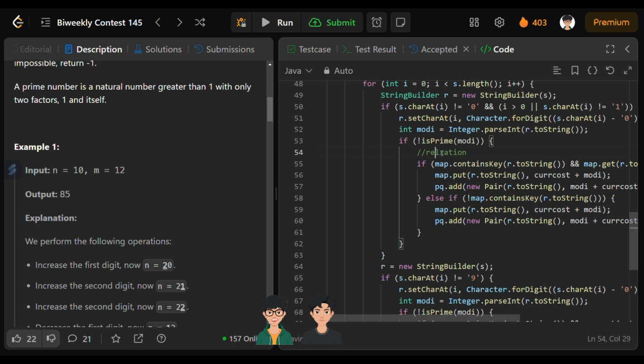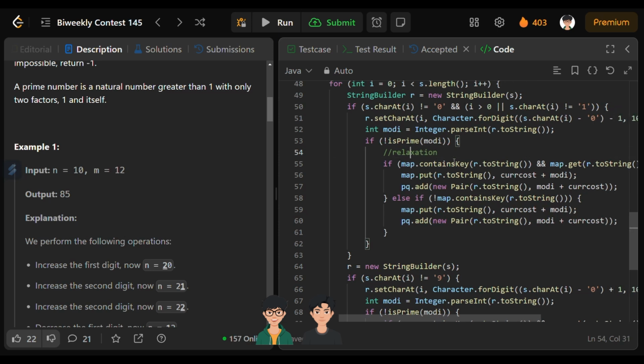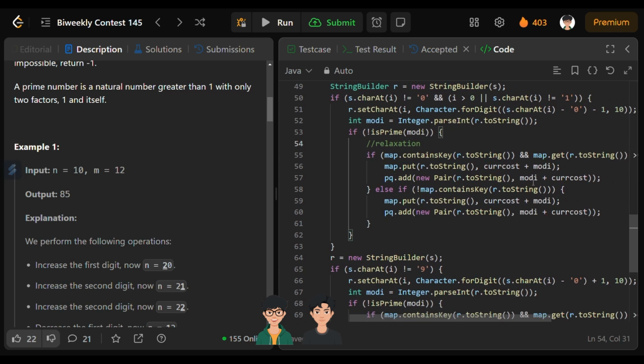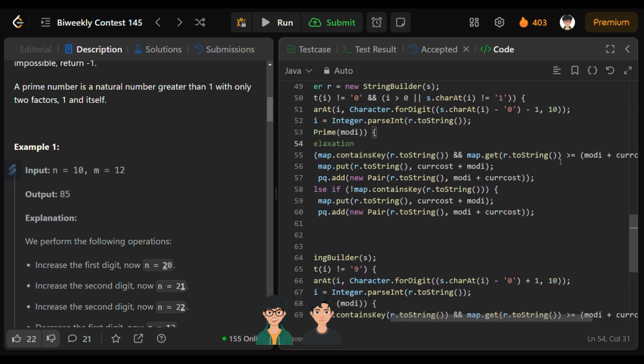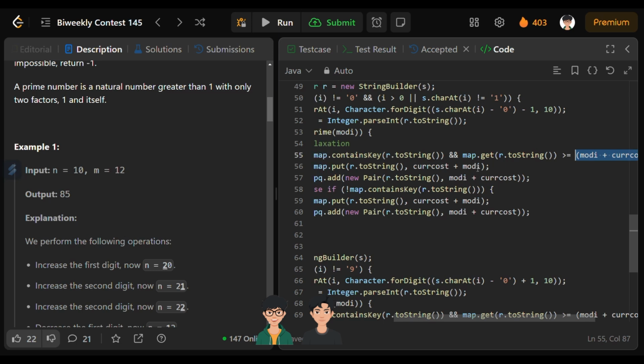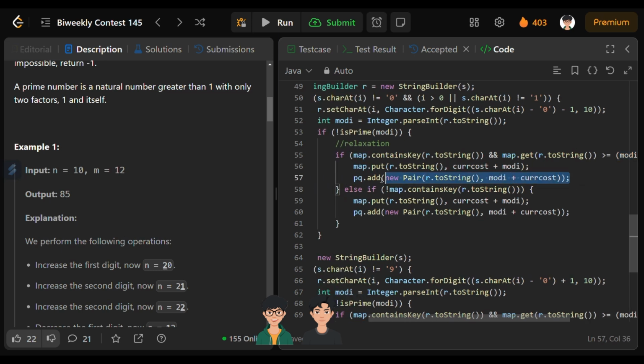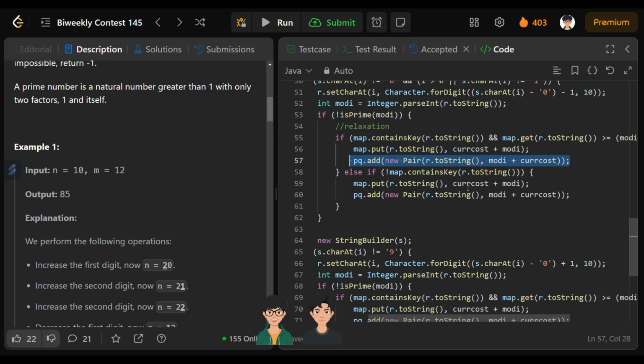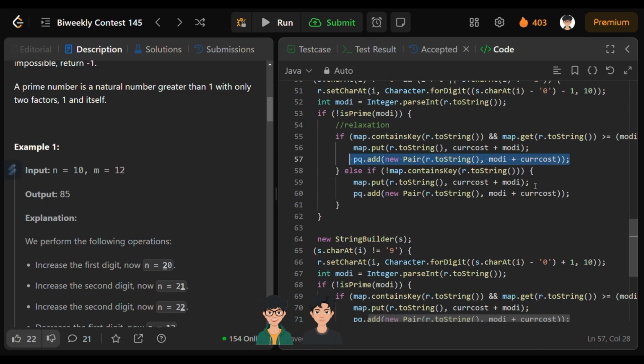Relaxation means we have got a better distance to a particular node, and if we have got a better distance to a node, then we can push it into the priority queue, because if I take that distance, my further journey, or further nodes in the graph, will have a minimized distance. So this is nothing but the relaxation step in Dijkstra's algorithm.